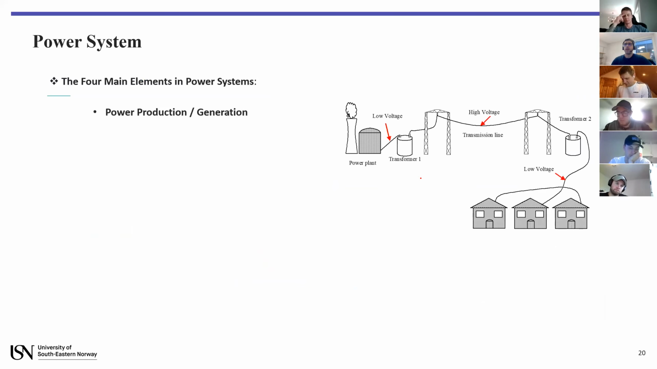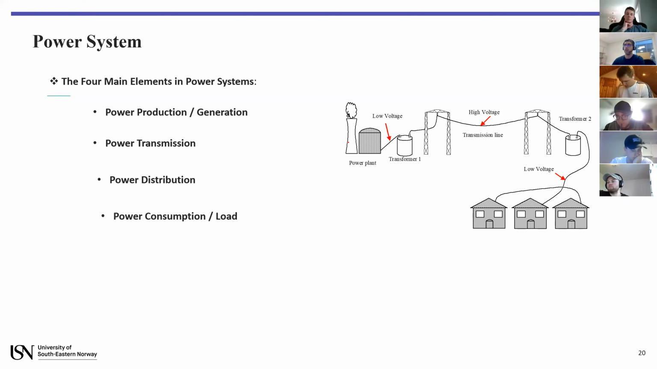We have four main elements in the power system. We have power production, the power plants. We have different types now. We have renewable as well, but generally it is production of power. Transmission line is the next element. Distribution is this part, decrease the voltage and distribute to power consumption. We have different loads in the system, and these four elements are the main elements we have in the power system.